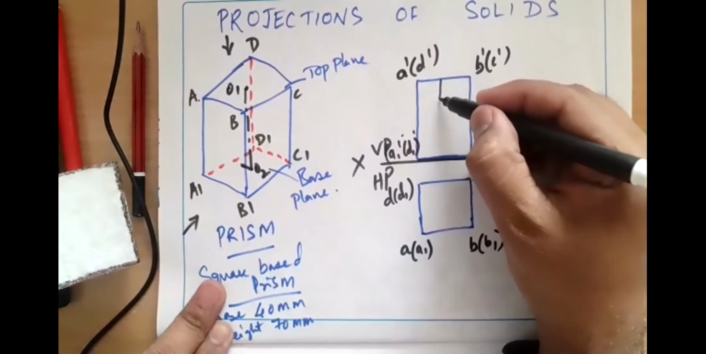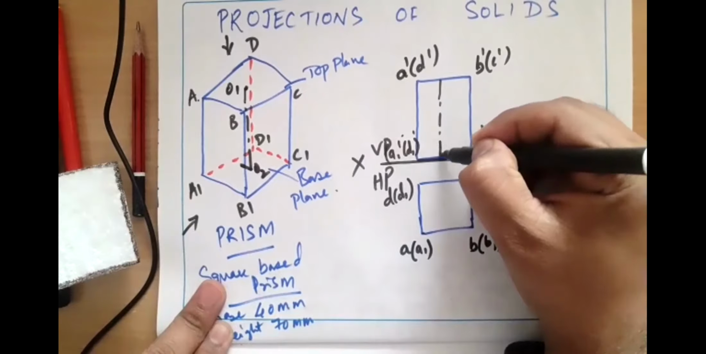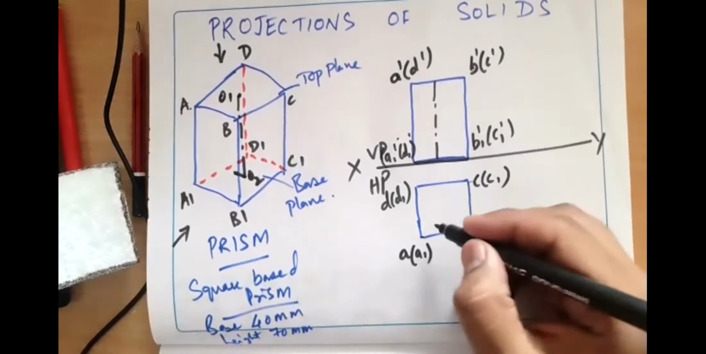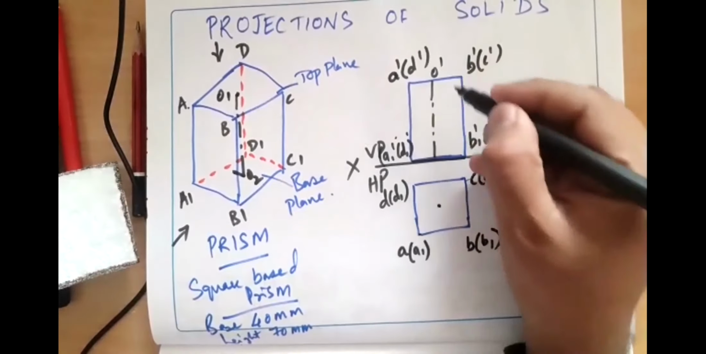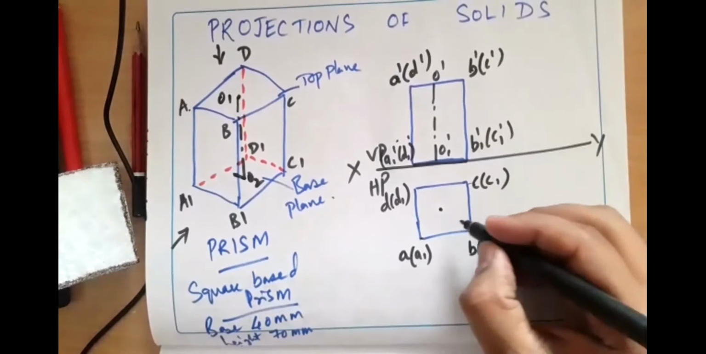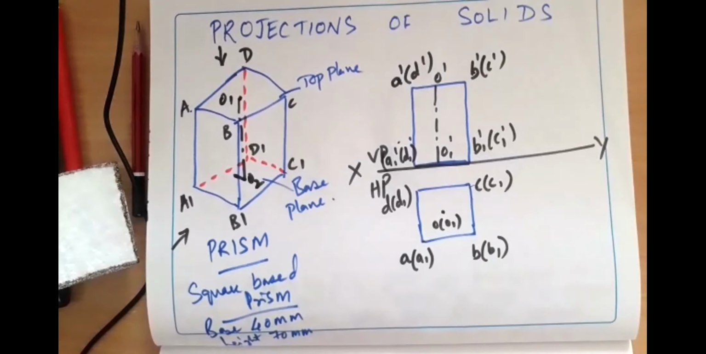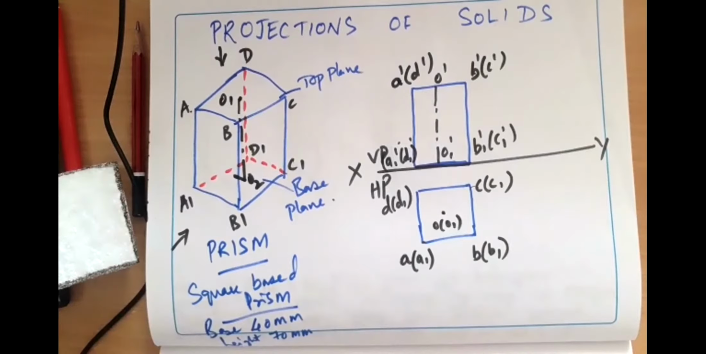Here I am going to join it by an axis line. This is O dash, this is O1 dash. Here it will be O of O1. Are you able to get it? Yes, sir. Very, very important.